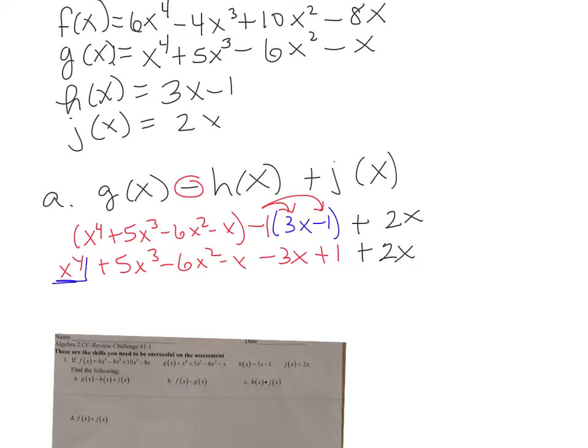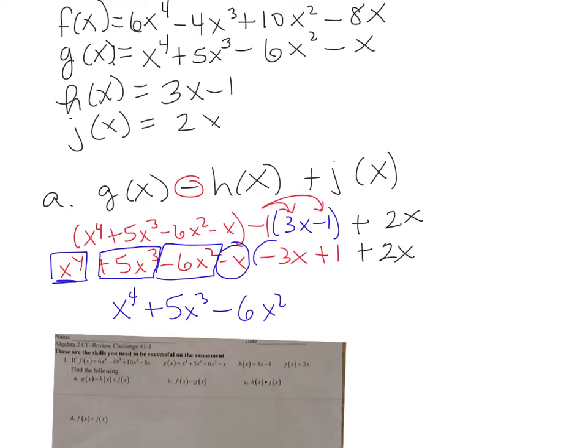So I have an x to the fourth. There's no other x to the fourth, so I just have x to the fourth. I have 5x to the third, no other x to the third, so it's just plus 5x to the third. I have minus 6x squared. There are no other x squared terms, so it's minus 6x squared. I have a 1x minus 3x is negative 4x, plus 2x, so negative 4x plus 2x is negative 2x. And then I have plus 1 at the end. All right, so let's try B.